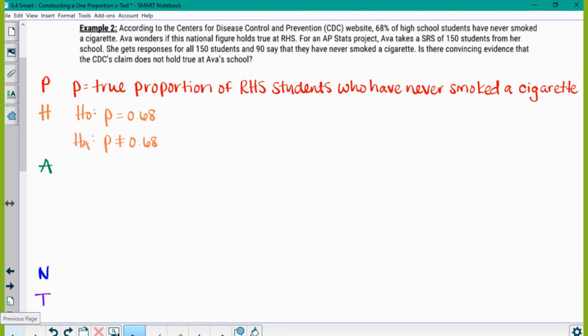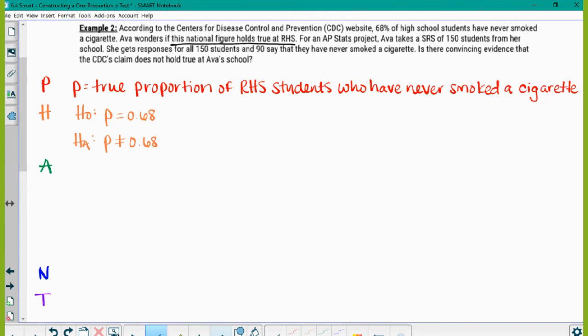Now, the language of Ava's question is she wants to know if this national figure holds true at RHS. She doesn't say, is it greater at RHS? Is it less at RHS? She just wants to know, is it 68% at RHS or is it not? So in those cases, we have our alternative be not equal to.